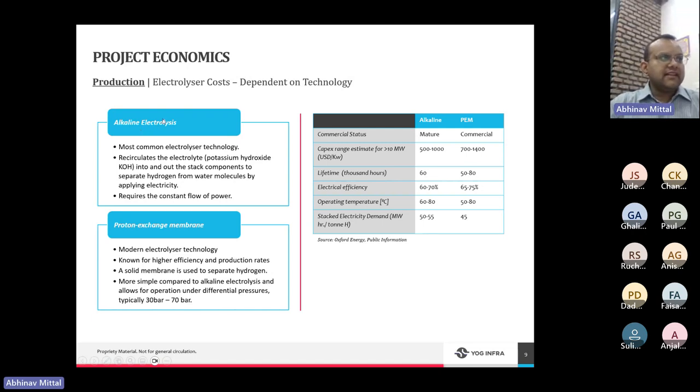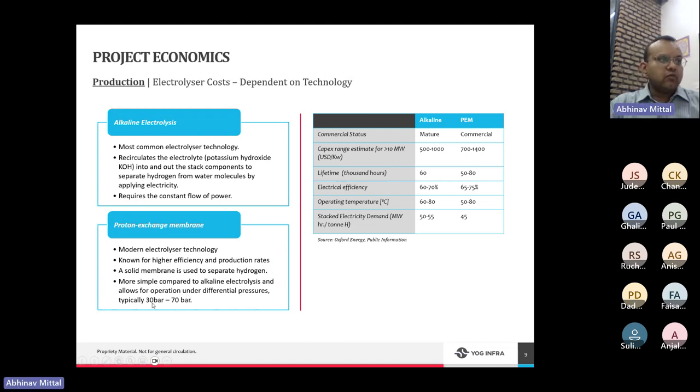So as I said, alkaline is the most common electrolyzer technology. It recirculates the electrolyte, which is potassium hydroxide, into and out of the stack components to separate hydrogen from water. And it requires a constant flow of water. PEM stands for proton exchange membrane, which is a more modern electrolyzer technology, known for higher efficiency and production rates. As you can see from here, it has a higher efficiency and it has a lower electricity demand as well. Because of the lower electricity demand, it has a higher production rate per ton of renewable energy that is fed into the electrolyzer.